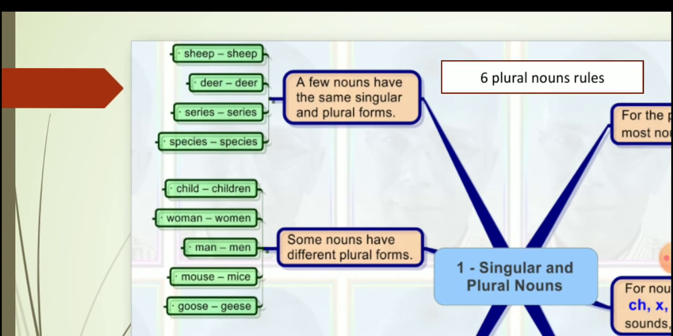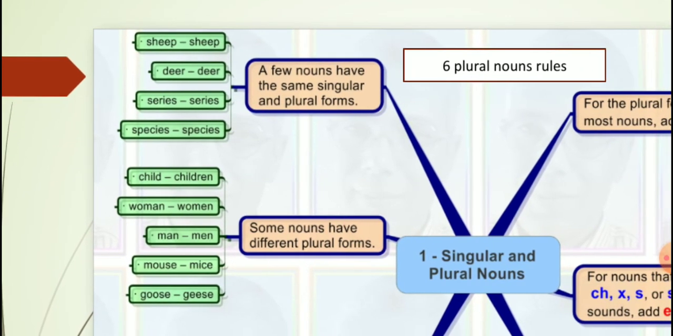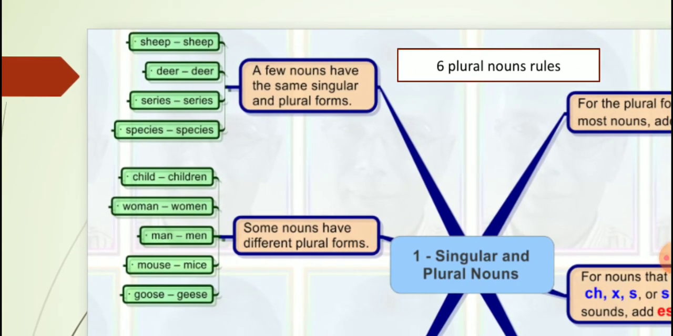Next, the sixth one is that a few nouns have the same singular and plural form. That means these nouns have the same plural as well as singular form, no change. That is sheep. For singular we say sheep, and for plural also we say sheep. Deer, series, species: they do not change in plural form, they remain the same.